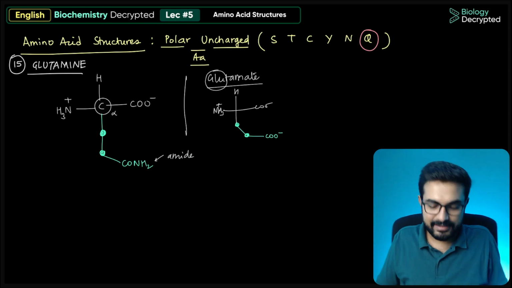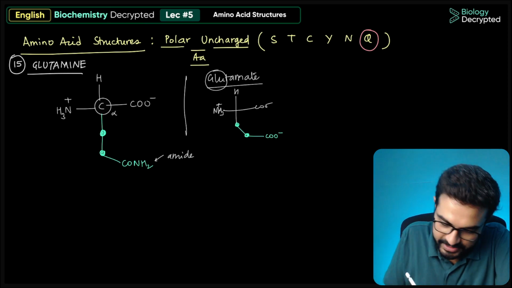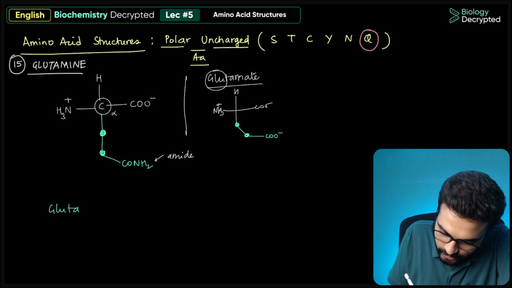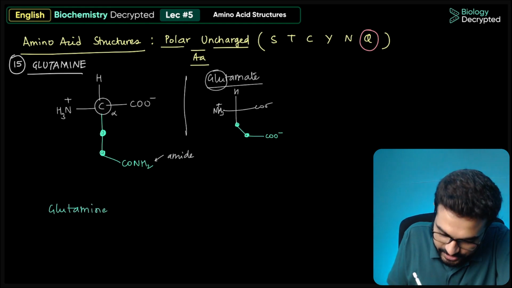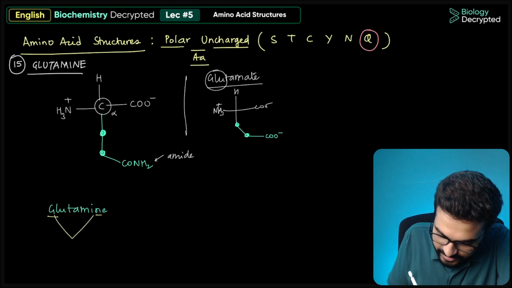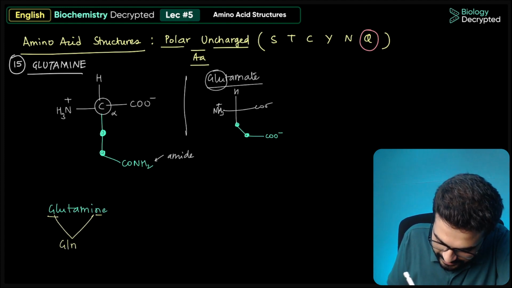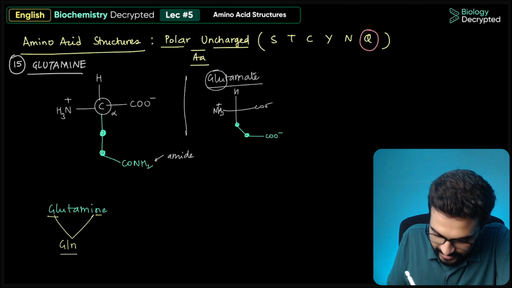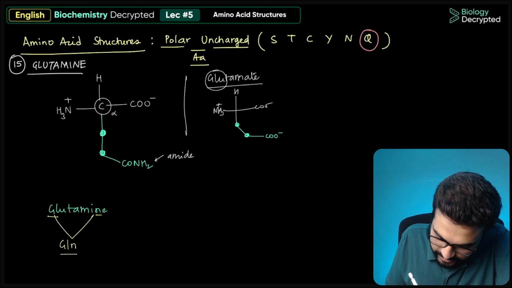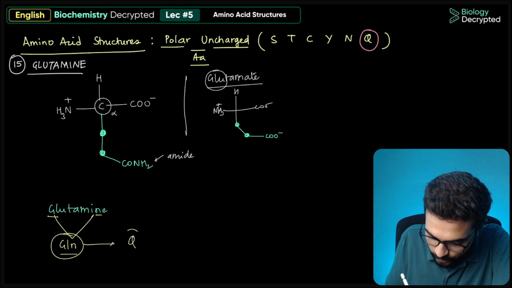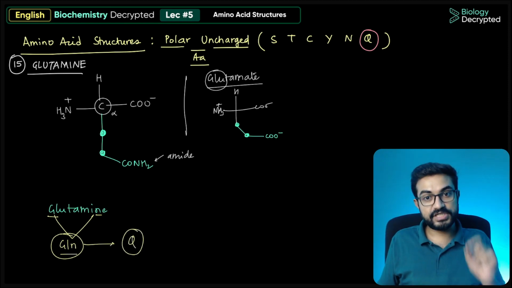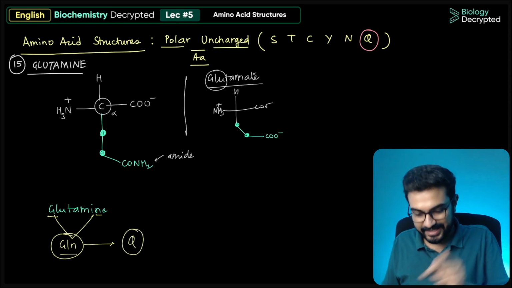As simple as that. Well, if we talk about the name, glutamine, you will take GL and N. So you'll write GLN, and for GLN, this is the three-letter code, and the one-letter code will be Q. For GLN, it is Q.